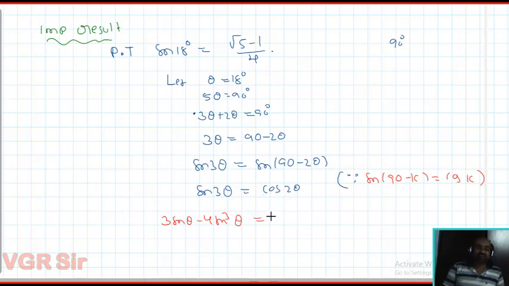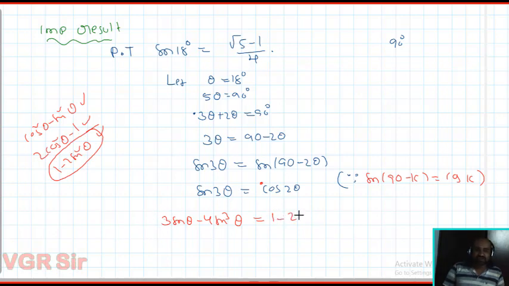For cos 2 theta, we have 3 formulae. I will write the 3 formulae: cos square theta minus sin square theta, 2 cos square theta minus 1, 1 minus 2 sin square theta. Actually I want to convert all in terms of sin theta. So instead of cos 2 theta I can write this or this or this. The better one is this, because I want the result in terms of sin alone. That's why 1 minus 2 sin square theta.